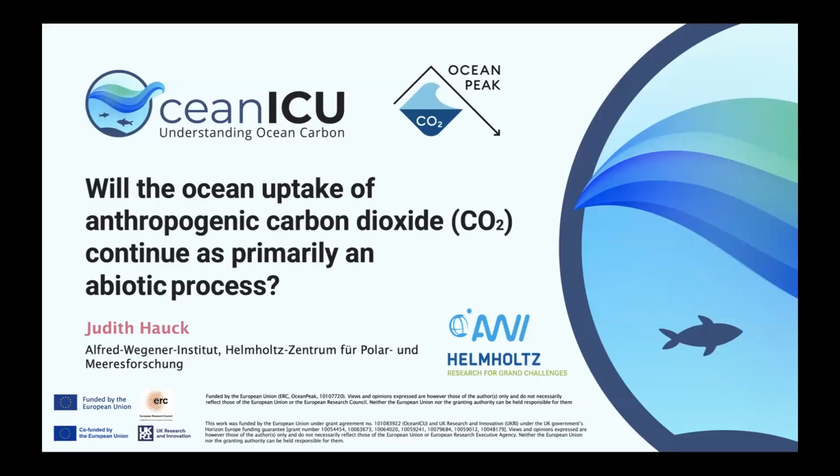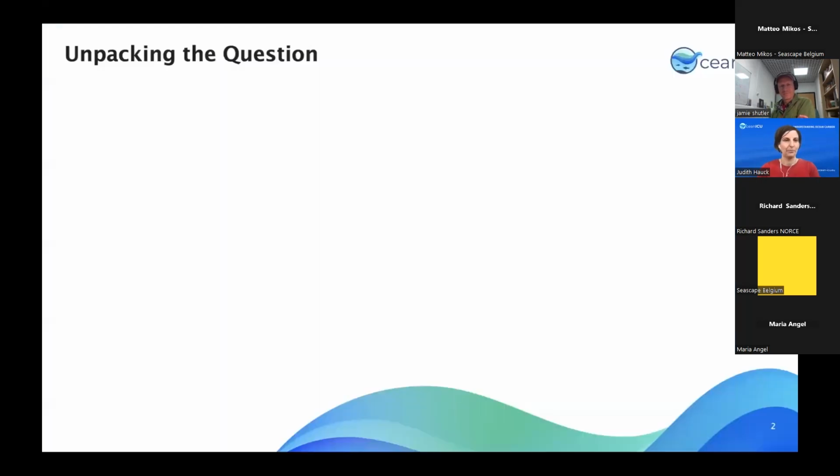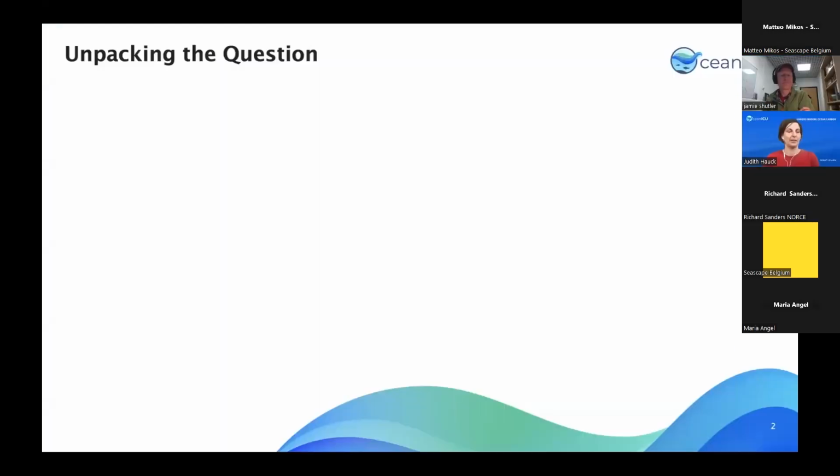We will look at the question that was posted in the IOCR report: will the ocean uptake of anthropogenic carbon dioxide continue as primarily an abiotic process? And it's actually great that we have the opportunity to clarify this here, because I think there's been a lot of confusion about this question and how it was posed. So it's a complicated question. I would actually like to unpack that into different components.